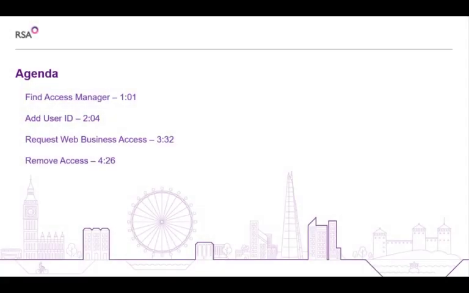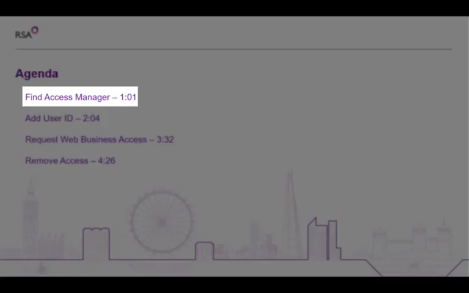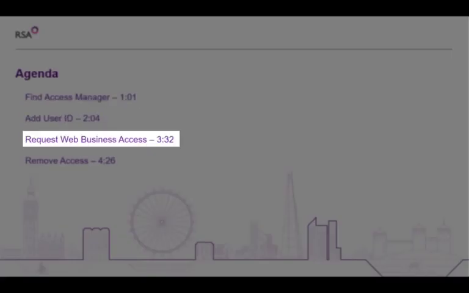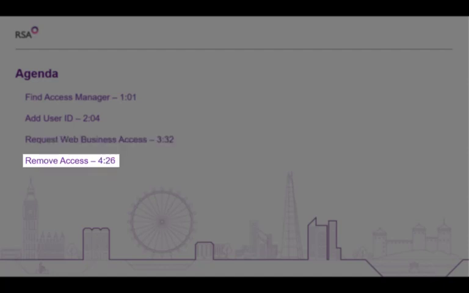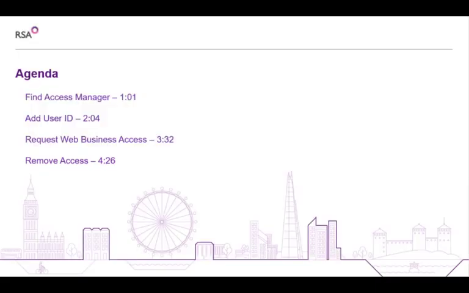Today we're going to go over where you, the BA, can find Access Manager, how to add a user ID, how to request web business access, and finally, how to remove this access if the staff no longer works at your office. So let's begin.